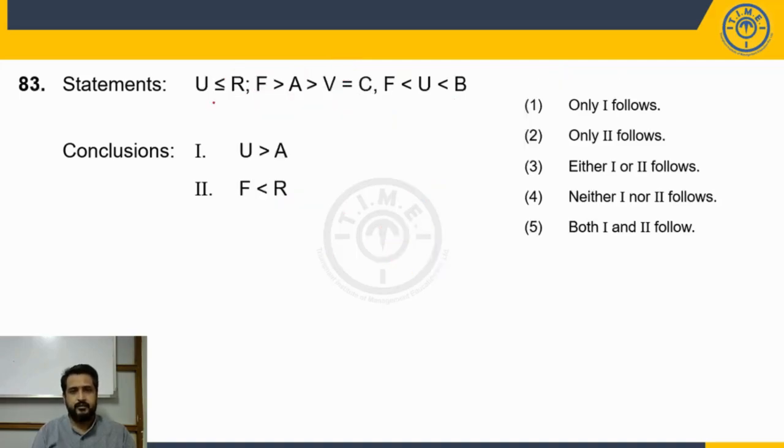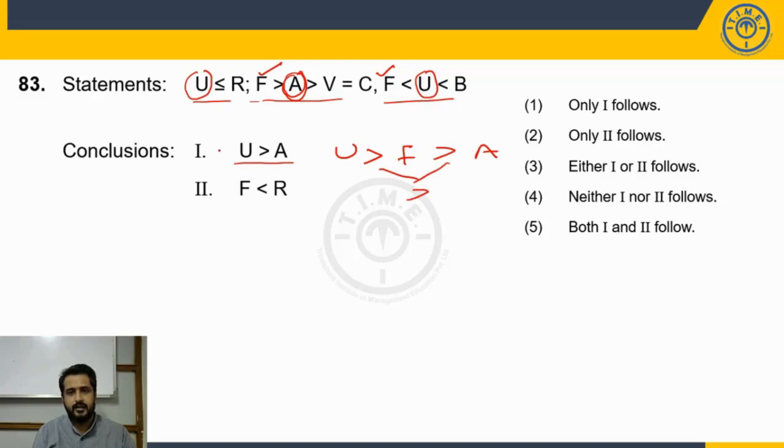Next. Again we have given 3 statements. Okay, fine. Now the first conclusion is between U and A. To combine U and A, what is the common term? F. So let's take the F. What is the relation that you have between U and F? F less than U is as good as U greater than F. What is the relation between F and A? F is greater than A. So greater than and greater than leads to greater than. So U greater than A follows.